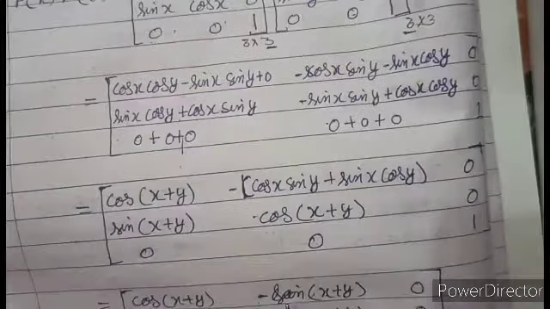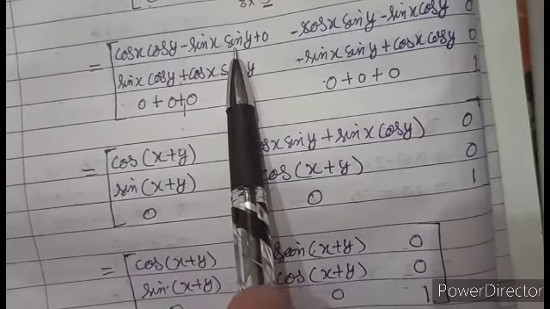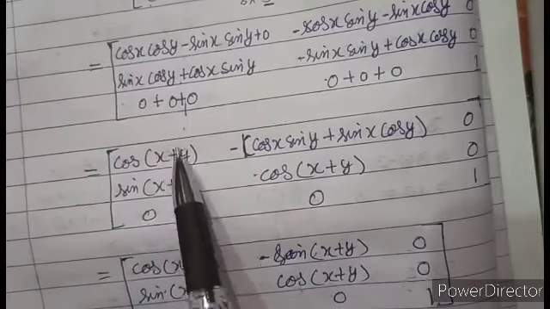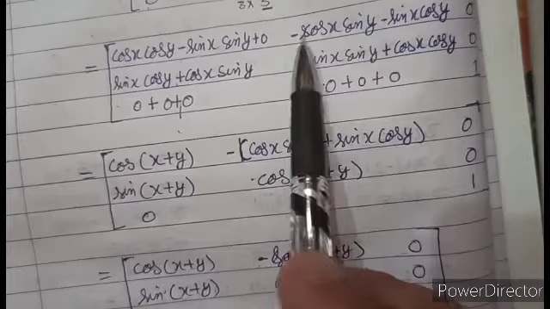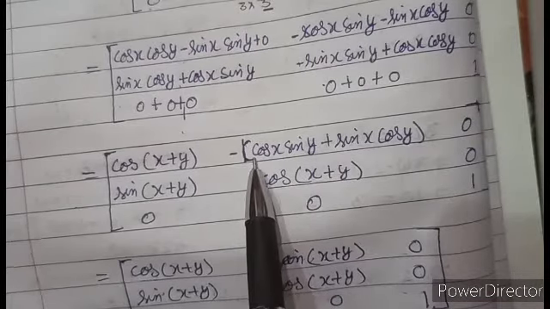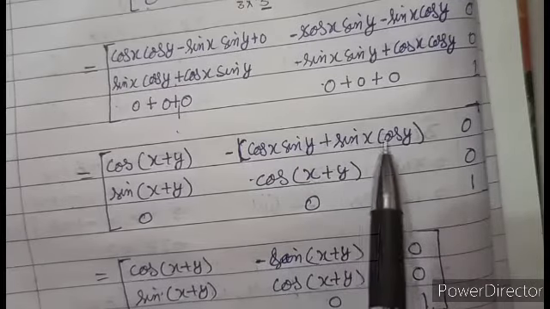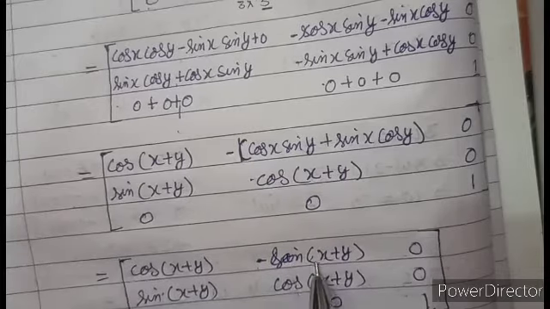Now this first one, cos x cos y minus sin x sin y, is equal to cos (x plus y). This is the formula for cos (x plus y). Now here we will take the negative sign common, and on taking it common we are getting cos x sin y plus sin x cos y. Now sin x cos y plus cos x sin y is the formula for sin (x plus y).